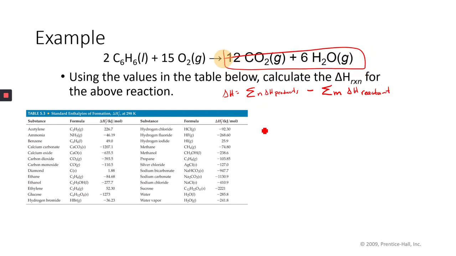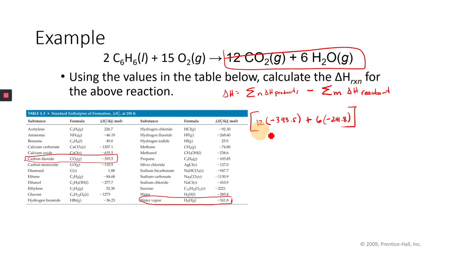So I have 12 carbon dioxides. So 12 times, I look here for carbon dioxide. Negative 393.5 plus 6 gaseous water vapor. So I'm going to use this here. So that's all of the products minus the reactants.